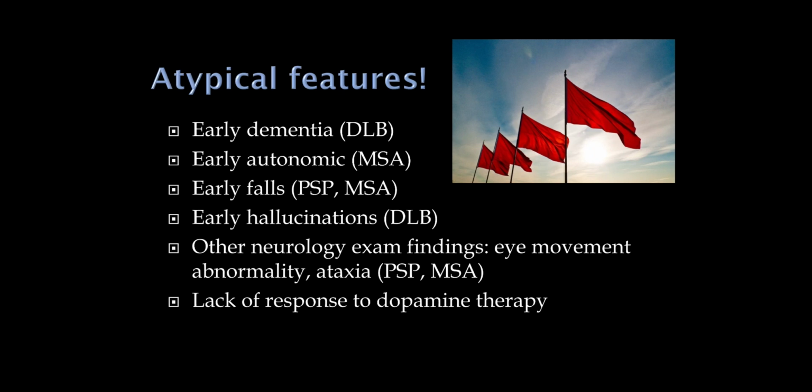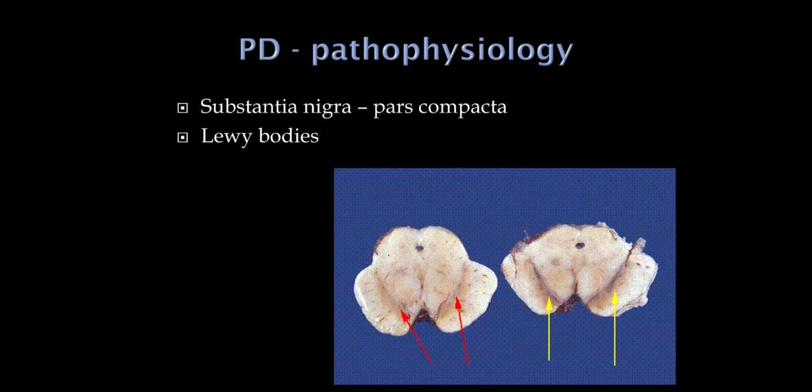Okay, if we have abnormal eye movements, that usually suggests PSP. If patients have ataxia, then that would suggest multisystem atrophy. And then a big red flag would be just not responding to medications. So patients with Parkinson's early on respond great to medications as a rule.